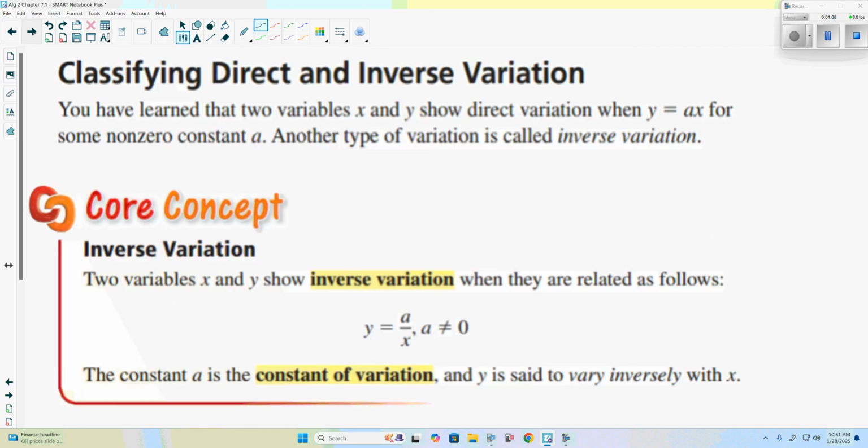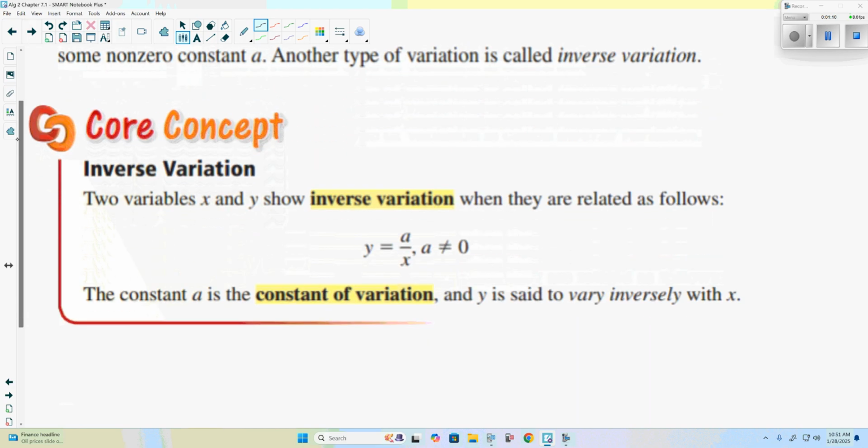Now, before we dig too deep into this, we're going to talk about inverse variation and direct variation. Inverse variation, it's a little bit clearer on y'all's page. I need to clean that up. Y equals a over x, where a is just a number and x is a variable. And we call this an inverse variation because as one number increases, the other is going to decrease.